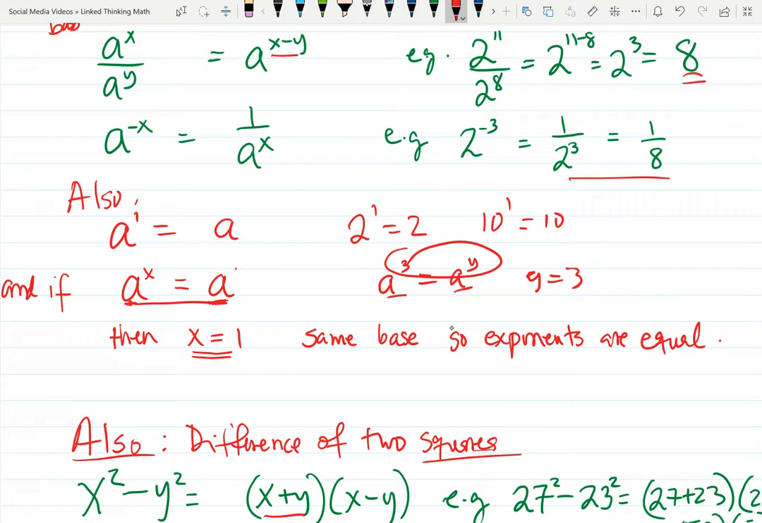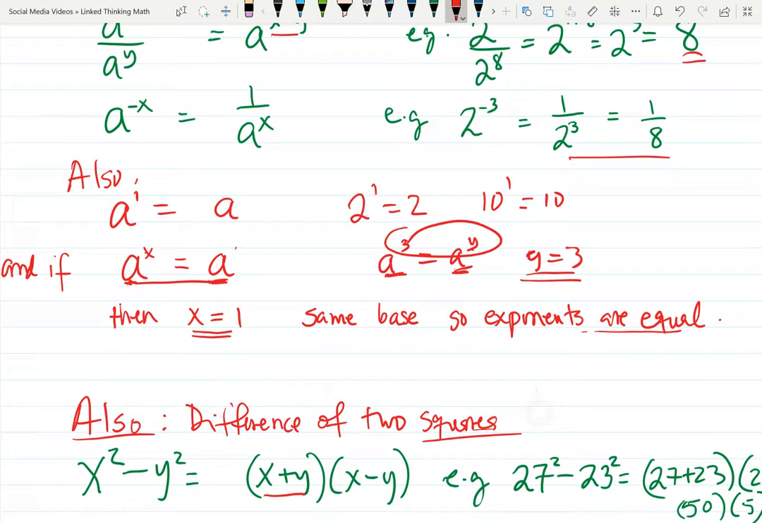And if I have a to the power x equals a, that means x equals 1. Same base, so exponents are equal. For example, if a to the power 3 equals a to the power y, since same base, they're equal, that means the exponents are the same, and I will say y equals 3. So keep this in mind, we're going to use it. If I have a to the power x equals a, then x equals 1.